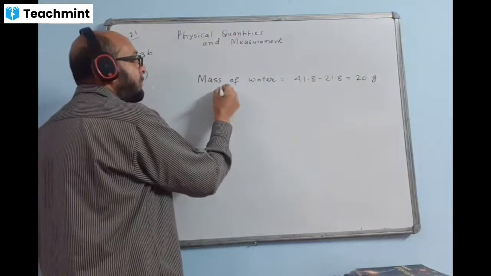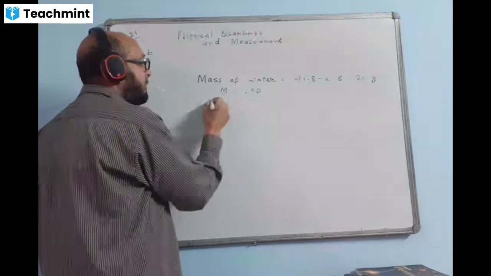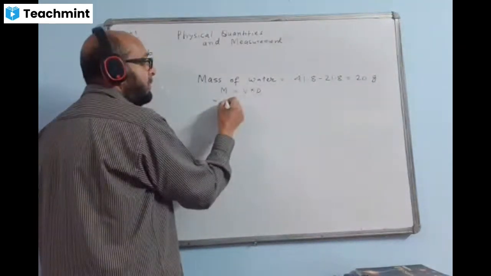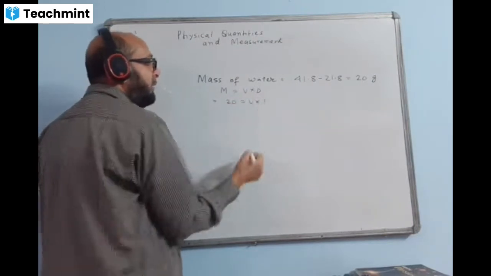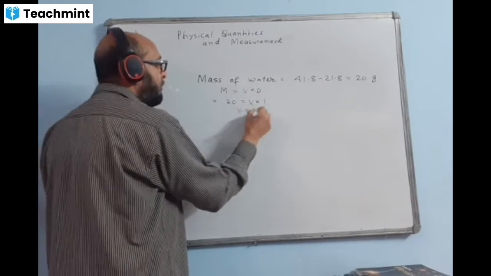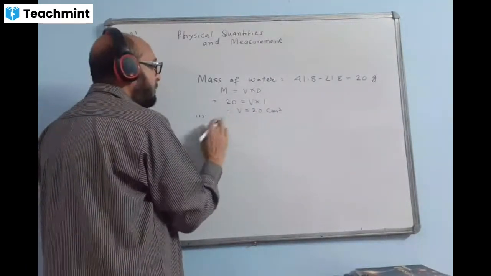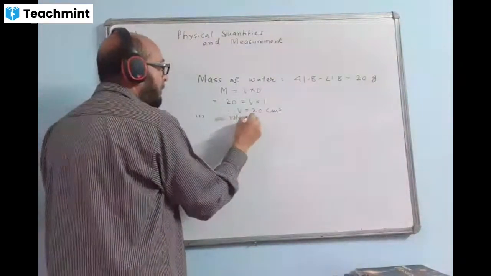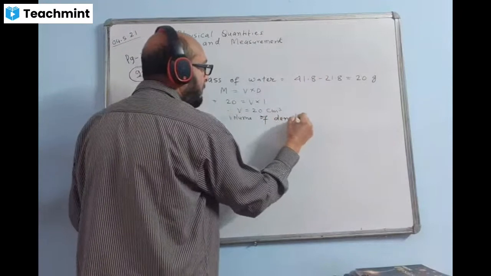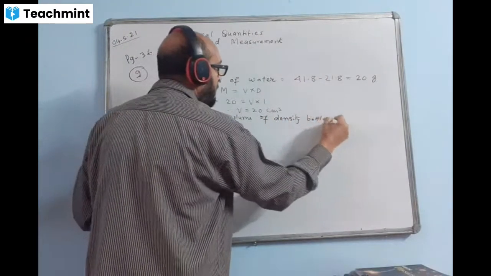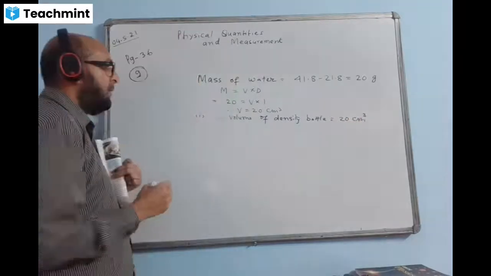So the mass formula, we have volume into density. So mass value is 20, volume as it is, density of water is 1. Therefore, V is equal to 20 centimeter cube. Therefore, first answer, volume of density bottle is 20 centimeter cube. This is the first part.